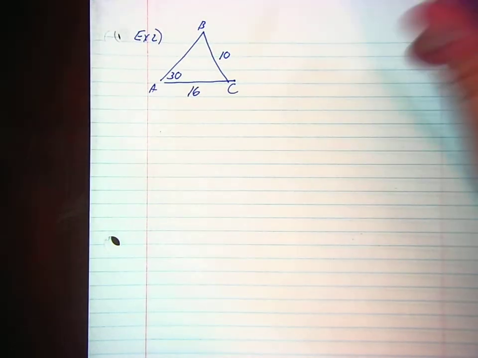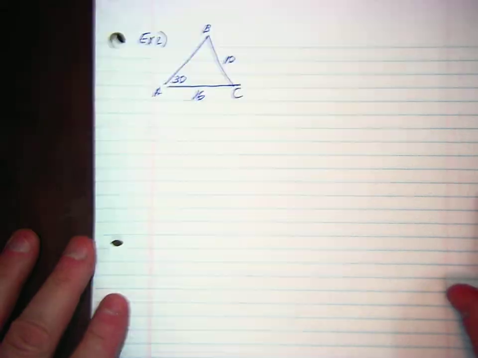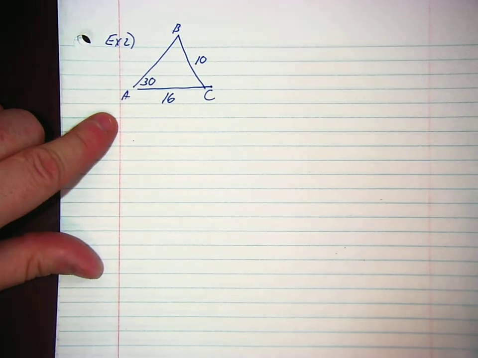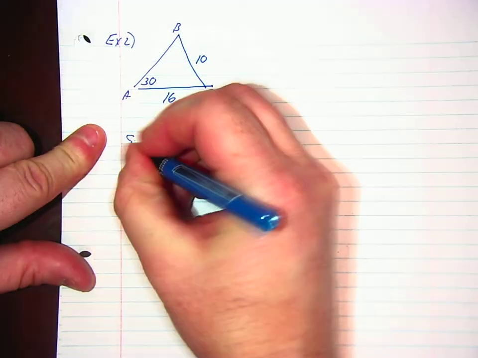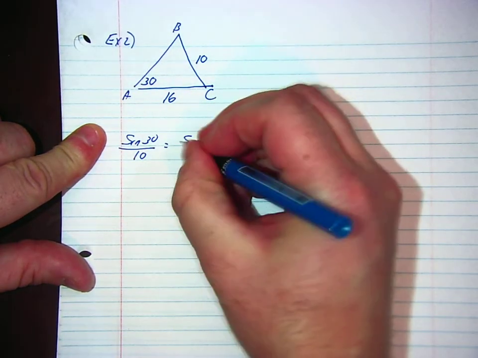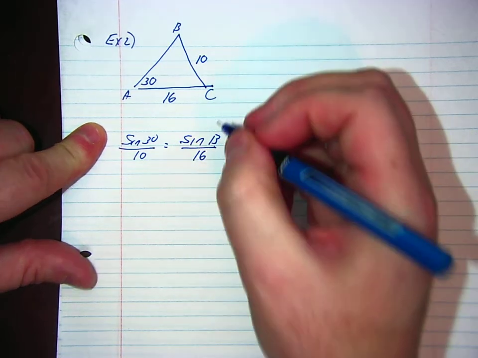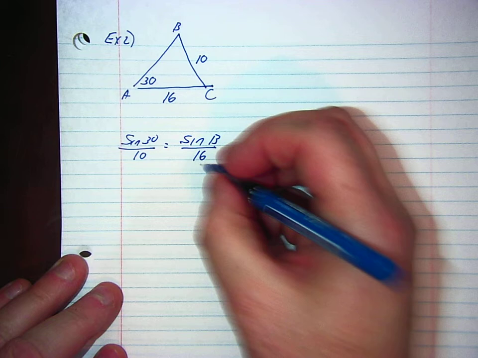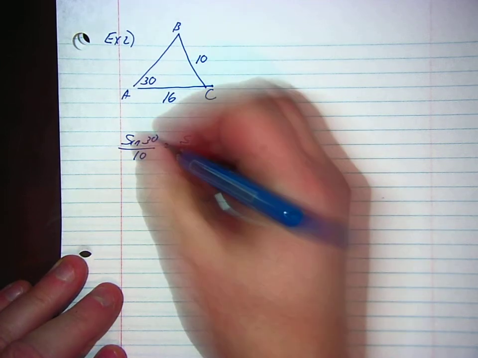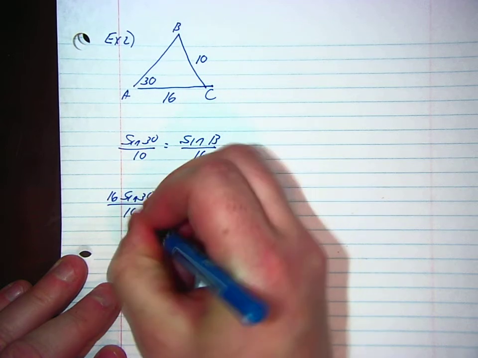So this will be another scenario where you're going to have to decide whether the second quadrant answer for the angle that you find right off the bat works or not. So I'm just going to set up my law of sines. Sine of 30 over 10 equals sine of B over 16. Cross multiply. Sine of B equals 16 sine of 30 over 10.